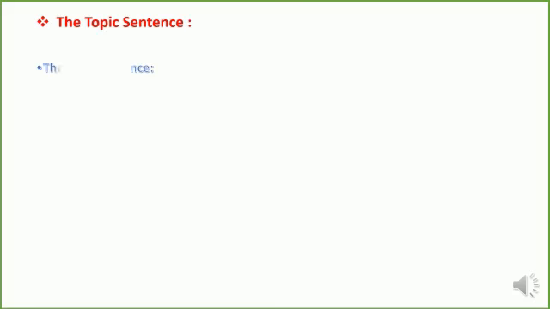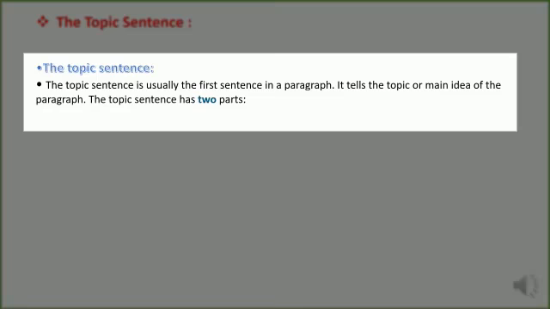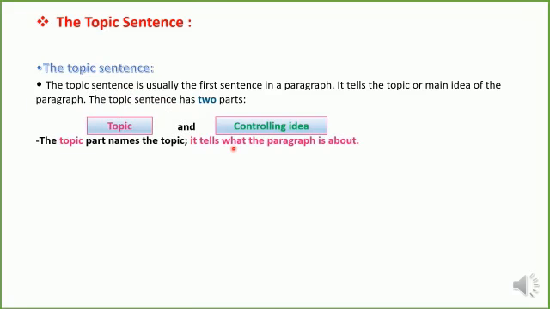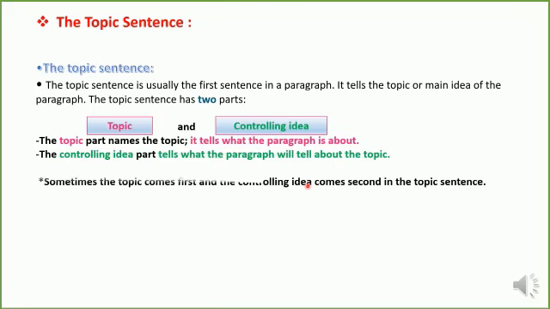The topic sentence. What do you mean by the topic sentence? The topic sentence is usually the first sentence in the paragraph and it tells the topic or main idea of the paragraph. The topic sentence has 2 parts. The first part is the topic and the second is the controlling idea. What do you mean by the topic and the controlling idea? The topic part names the topic. It tells what the paragraph is about. The controlling part tells what the paragraph will tell about the topic.